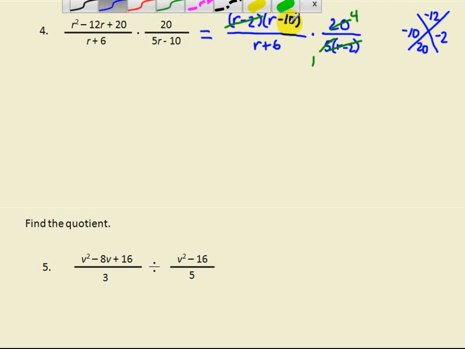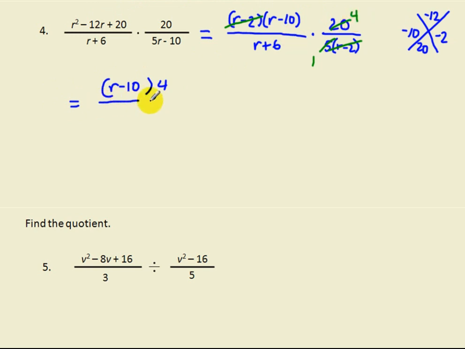Now we can multiply across, and we have r minus 10 times 4, the 4 is in the numerator here, over r plus 6 times 1. So we can just leave it r plus 6. And again, you could leave it like this, or you could go ahead and distribute the 4 and say that it's 4r minus 40 over r plus 6. And there's no more simplifying that we can do here.